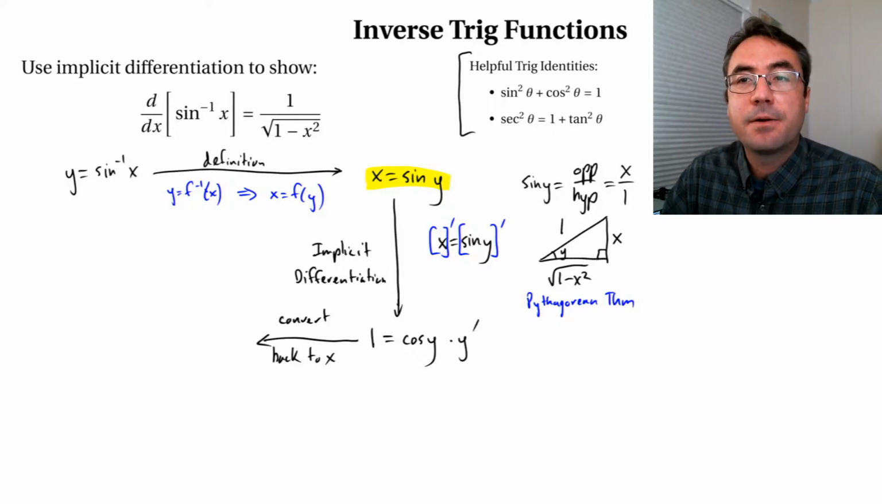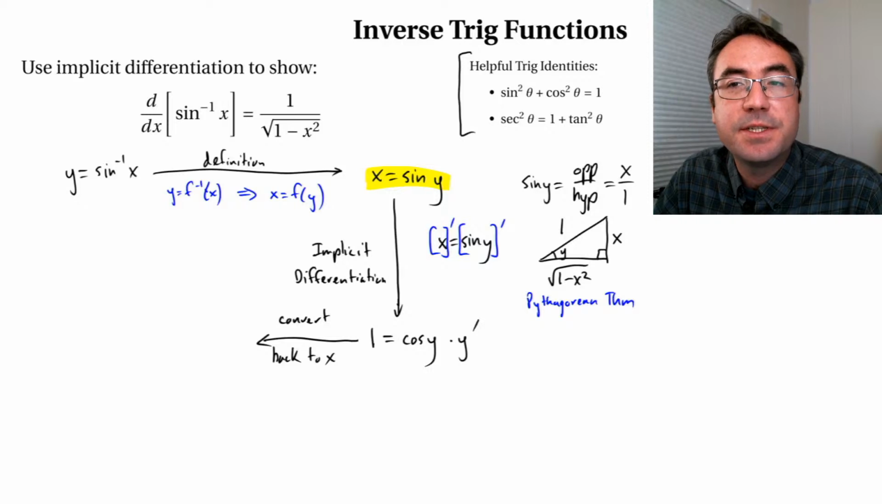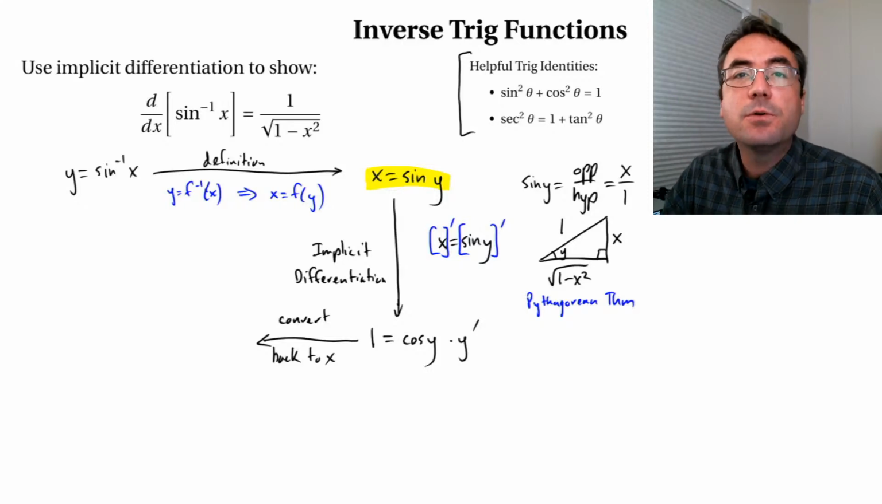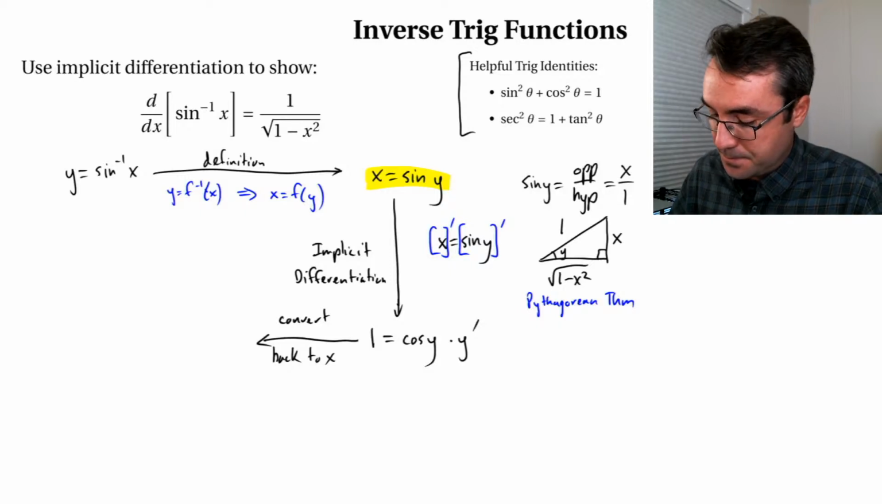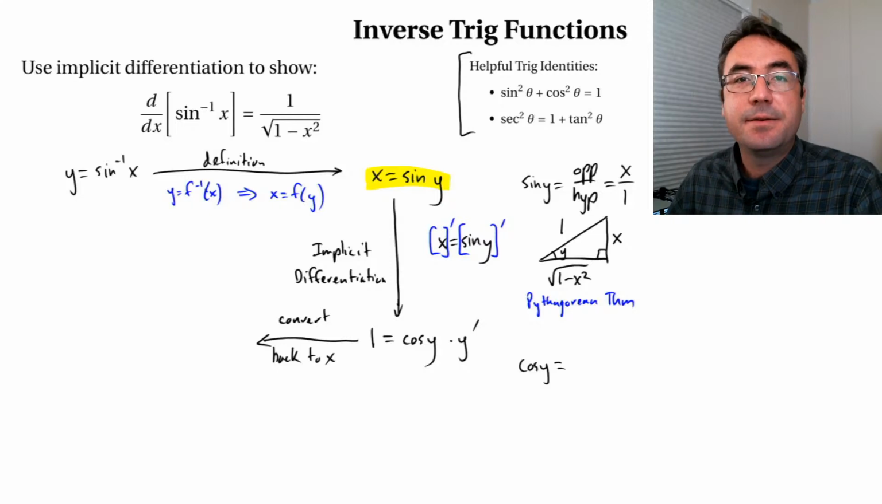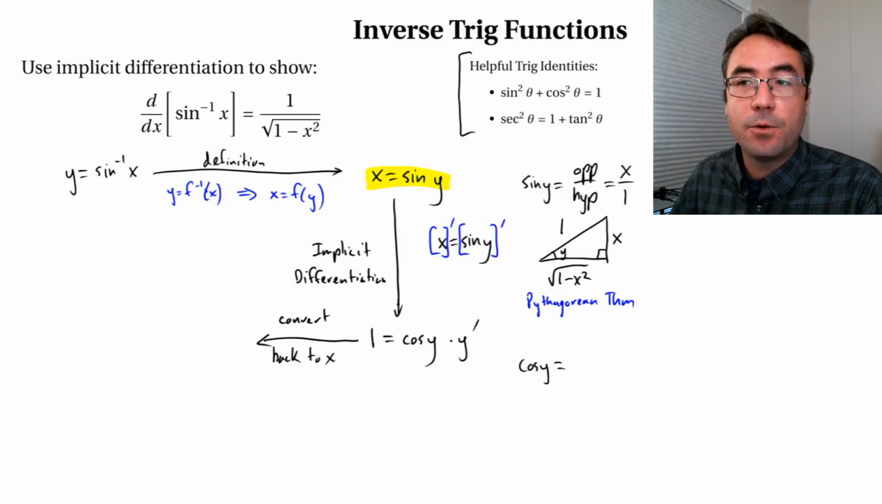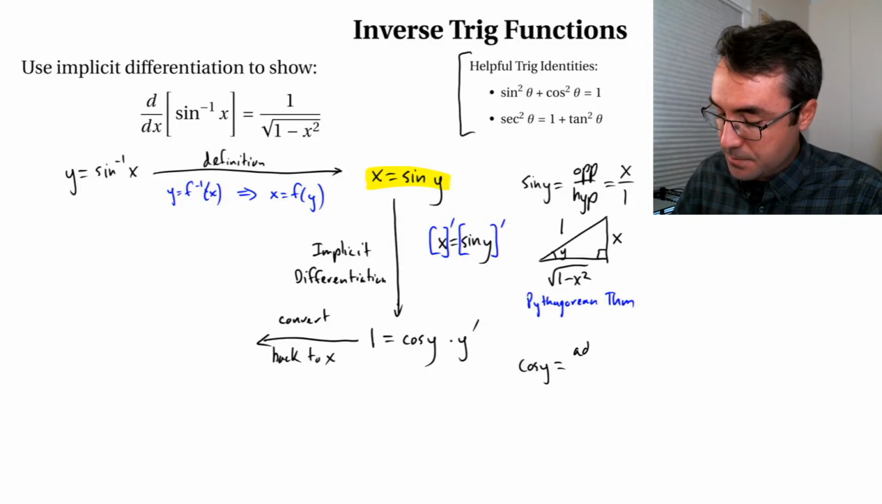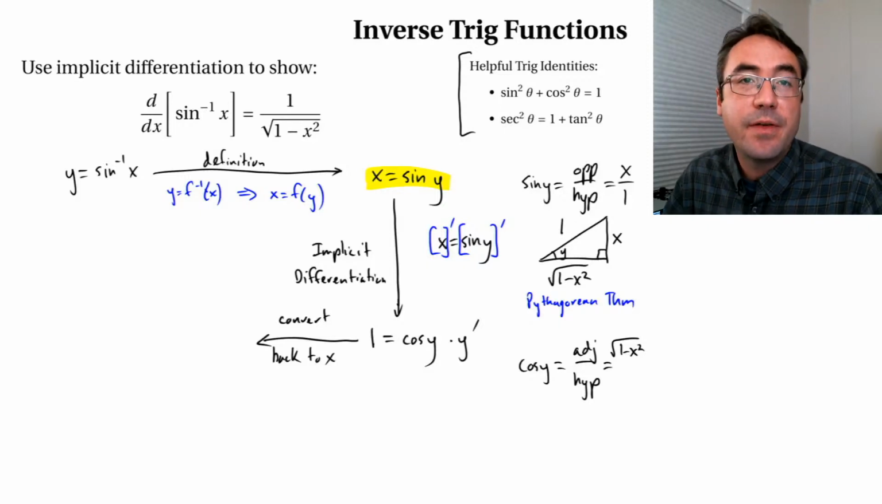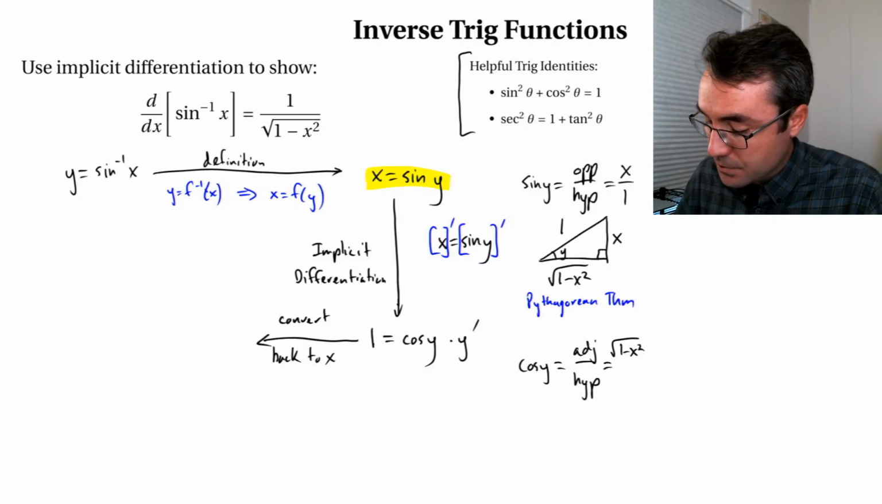Now, if we look at our equation from the implicit differentiation, we have cosine y. So we want to figure out what cosine y is. We know cosine is the adjacent side over the hypotenuse. And so the adjacent side is square root 1 minus x squared, and then the hypotenuse has length 1. So this will be over 1.